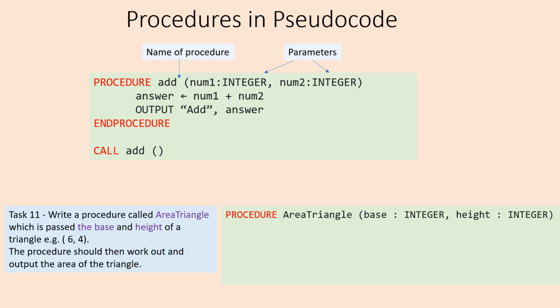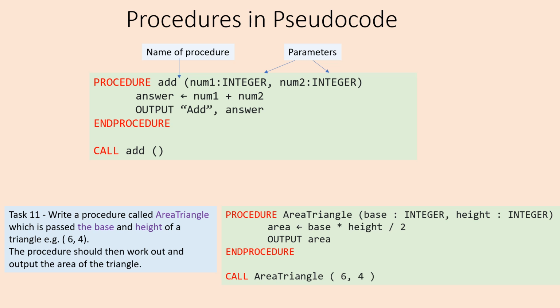So what we need to do is work out the area of the triangle, so it's the base times the height divided by 2. So I'm going to create a local variable called area. I'm going to assign that the base times height divided by 2, and it tells us to output the area, so I'm going to output it. And that's everything done, so we can end our procedure. And there's an example call.